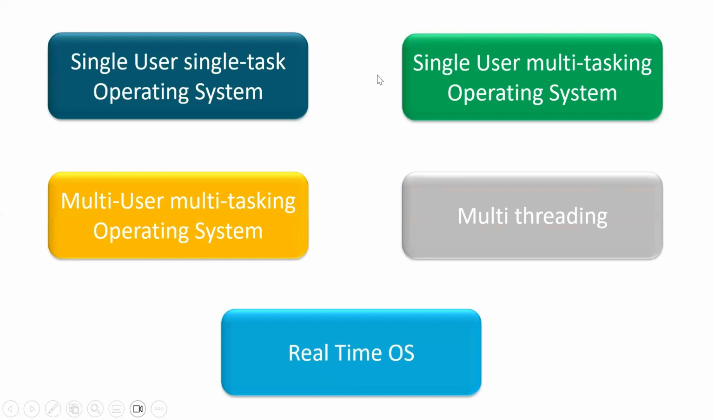So there are different types. Based on the user and based on the task performed, we can divide operating systems into different types. Based on the user, you can identify the OS as single user OS, where only one person can use it at a time, or multi-user OS, where many people can use it. Based on the task, you can see single task OS, where only one task can be performed at a time, and multitask OS, where many different tasks can happen in parallel.